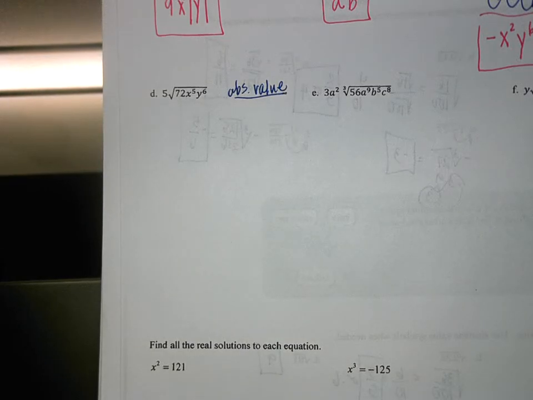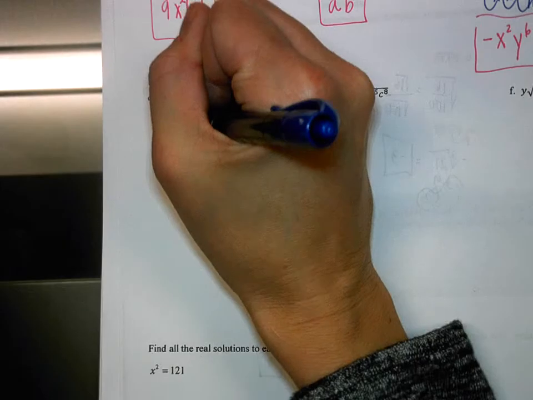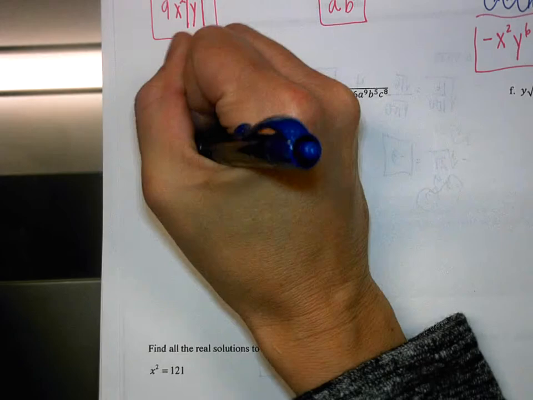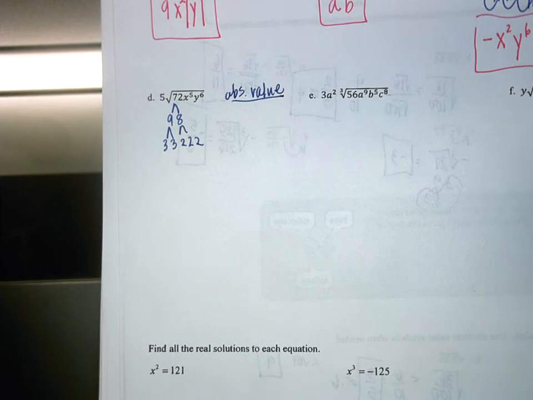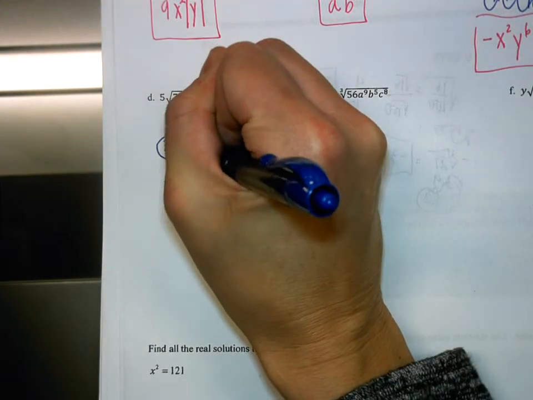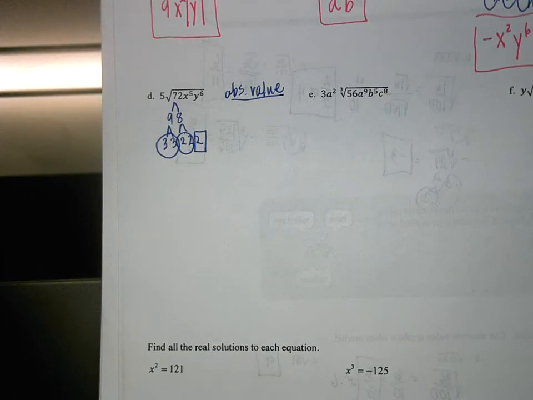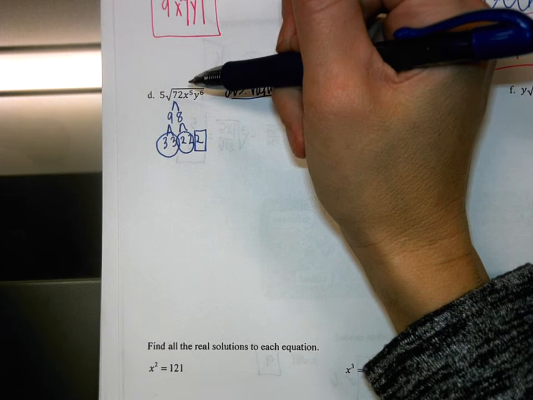So 72, what does 72 break down to? Okay, so let's do 9 and 8, that works. And then 9 breaks down to 3 and 3, and 8 breaks down to 2, 2, and 2. Is everybody okay with that? So I have a group of 3's, I have a group of 2's, and then I have 1, 2 that's left over. And again, I usually just box anything that's left over to remind me it stays in that root box.